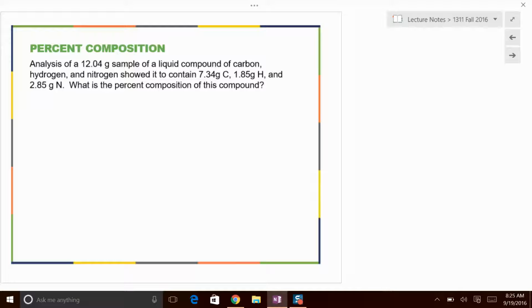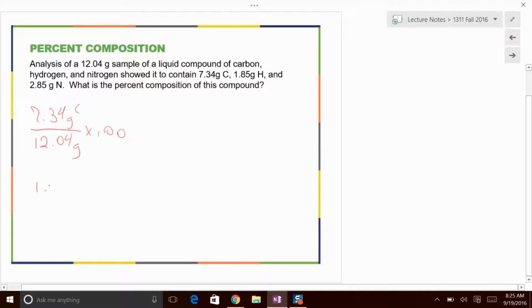Okay, so let's see if you're doing it correctly. We have 7.34 grams of carbon over the 12.04 grams of the entire sample times 100. 1.85 grams of hydrogen divided by 12.04 grams of the entire sample times 100. And you have 2.85 grams of nitrogen over 12.04 grams of the entire sample times 100. Okay? So what is the percent composition of carbon in the sample?